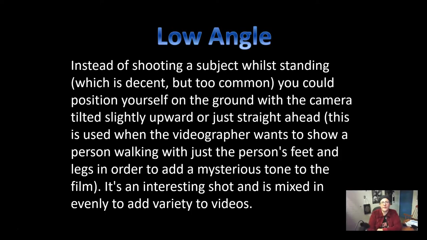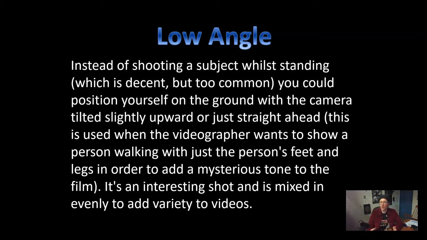But miss, you didn't mention low. Why? Because that is the first L. Low shots. So instead of shooting a subject while you're standing, which is fine, but it's too common, you could put yourself on the ground, tilt it slightly upwards. So that's a low angle. It puts the character in a position of power. Or you could put it on the ground and you can add an air of mystery, a tone of mystery.